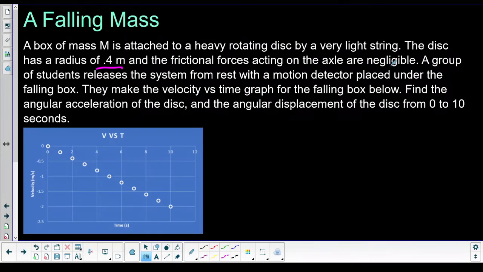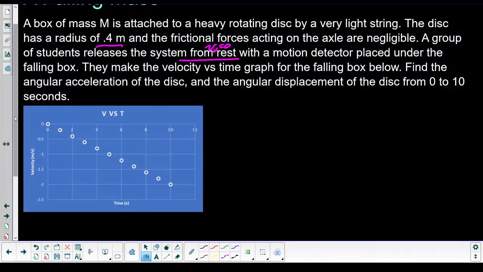So it's not going to be slowing down too much, but it's heavy and takes some effort to move. A group of students releases the system from rest, initial velocity is 0, with a motion detector placed under the falling box. They make a velocity versus time graph for the falling box below, find the angular acceleration of the disk and the angular displacement of the disk from 0 to 10 seconds.